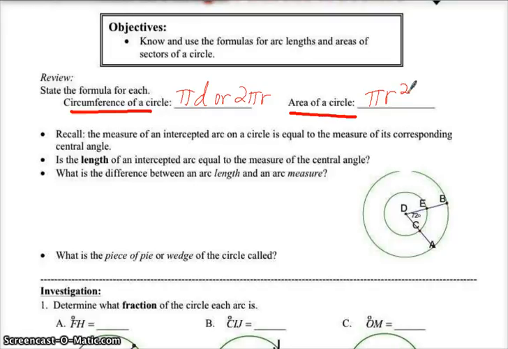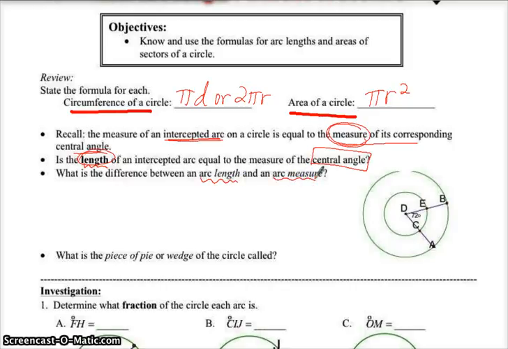Now we're going to get deeper into circles, recall some of the information we learned earlier in the semester about circles. So, what do we know about an intercepted arc? Well, we just learned it. An intercepted arc is equal to the measure of its corresponding central angle. How about the length of an intercepted arc? Well, that's what we haven't done yet. But is the length of an intercepted arc equal to the central angle? Well, think about that. Measure, length. Different words there.